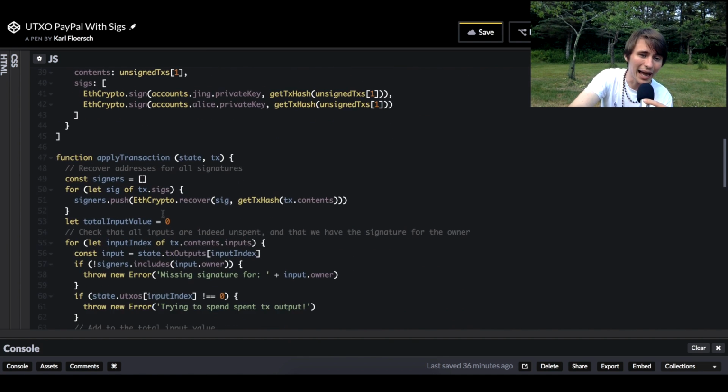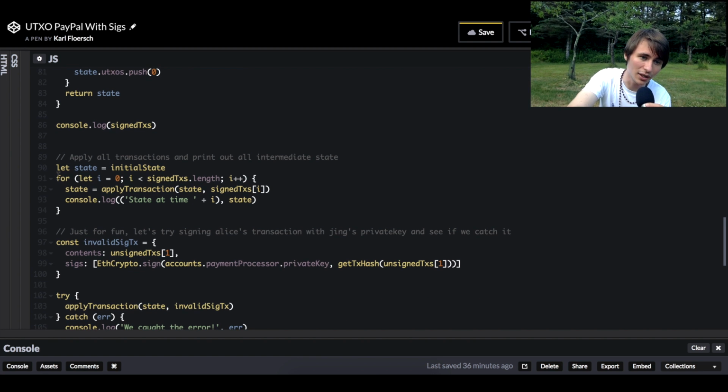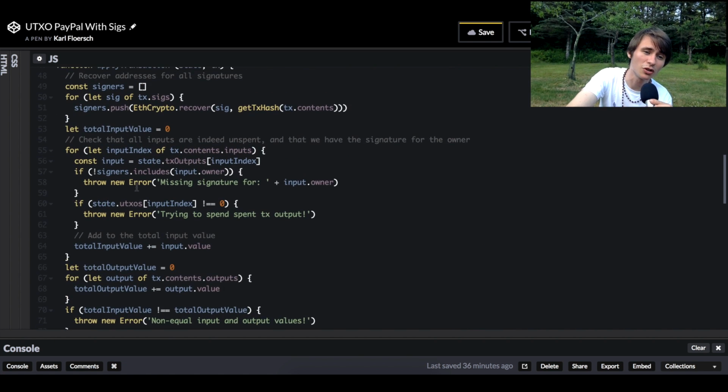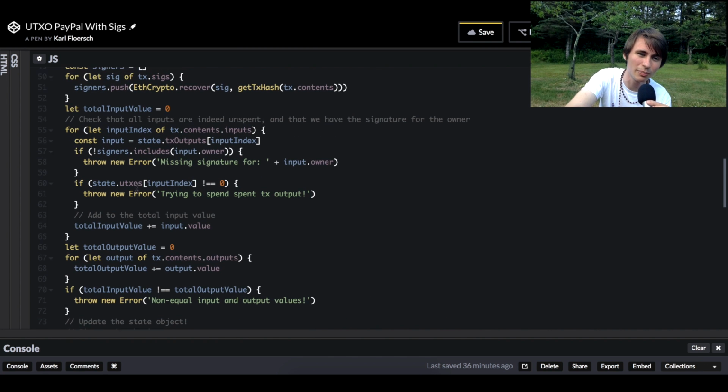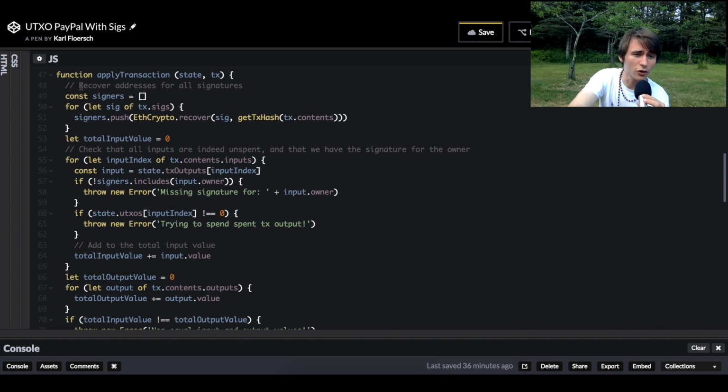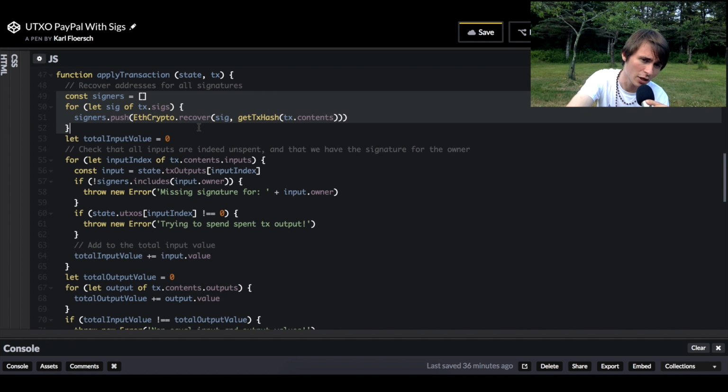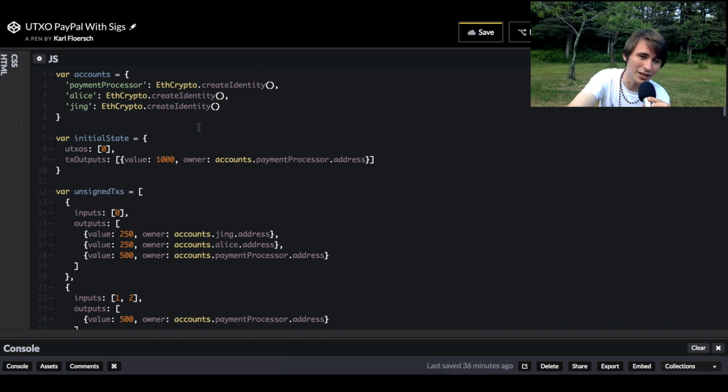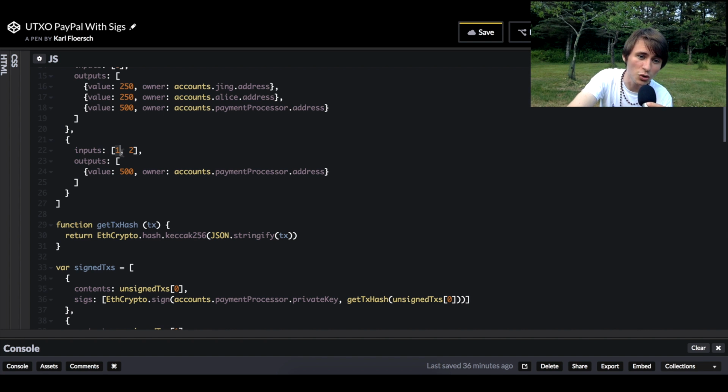Let's take a look at how this actually gets done. So the state object, right, we're creating it. We have our initial state, and then we're applying our transactions just like before. But the real difference is, what does our apply transaction function look like? Because we are doing this kind of UTXO model, it's a little bit more complicated. So first, what we're going to do is we're going to recover a list of signers. So notice that our first transaction only had 1 signer, but our second transaction actually had 2, right? There were 2 inputs, and those inputs were owned by 2 different people.